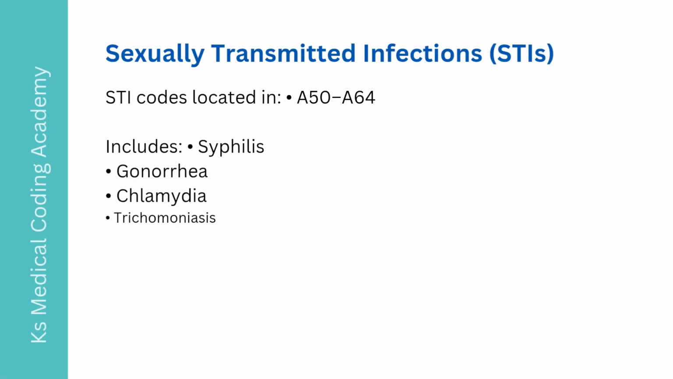Sexually transmitted infections. Sexually transmitted infections are coded from categories A50 through A64. These include syphilis, gonorrhea, chlamydia, and trichomoniasis. Correct identification of the organism and site is essential.